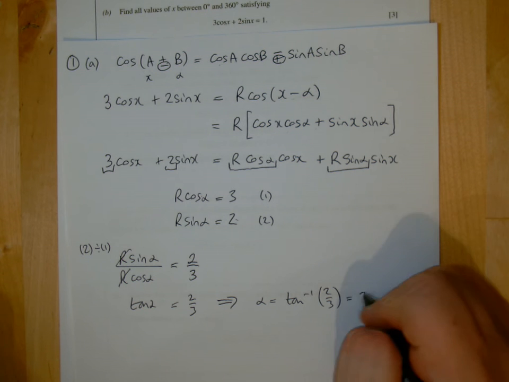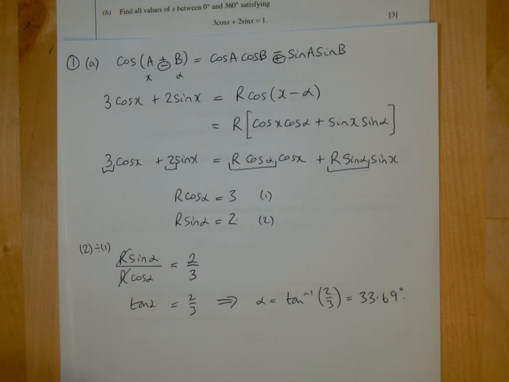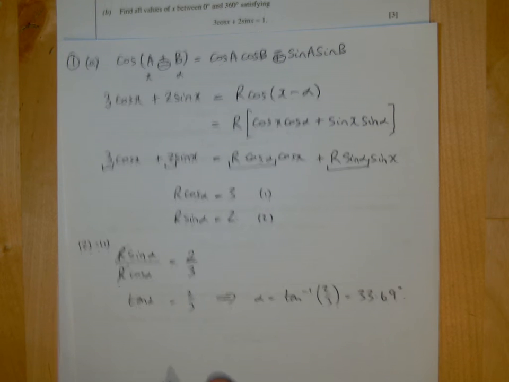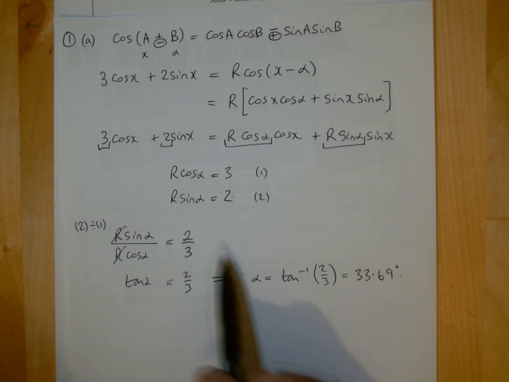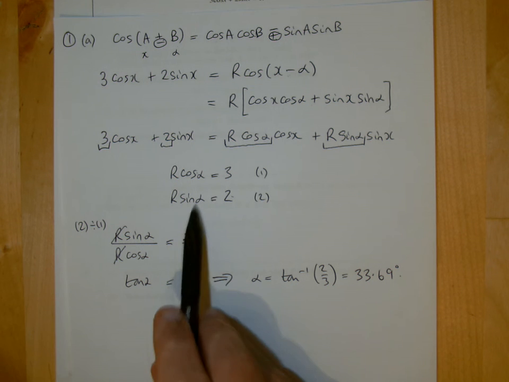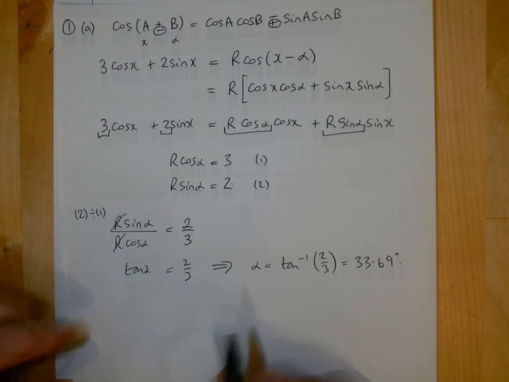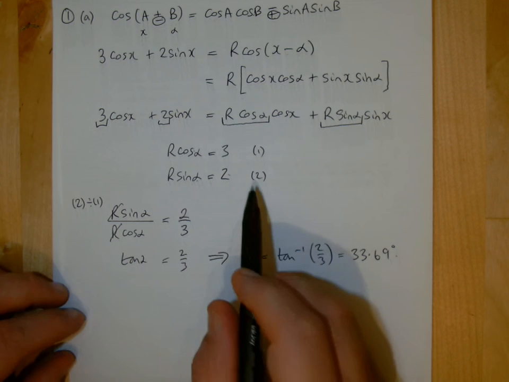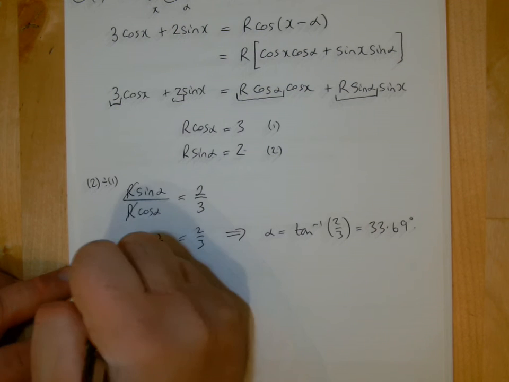And I get 33.69, and then I got a few zeros, so I can write the answer like that. So that's what alpha is, I've found alpha. To get r, what I want to avoid is substituting the angle back in, because there's a better way of working out r, so you get an accurate answer. The best way to do that is to square both of these and add them. So it's basically doing Pythagoras.